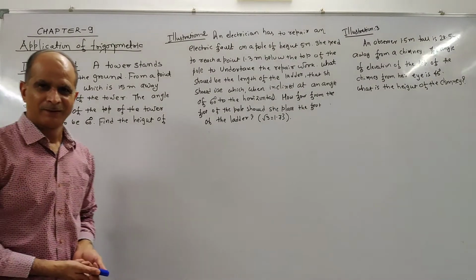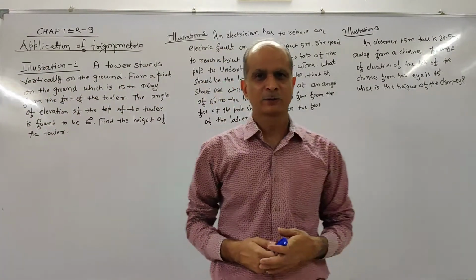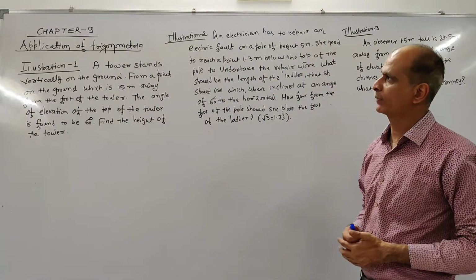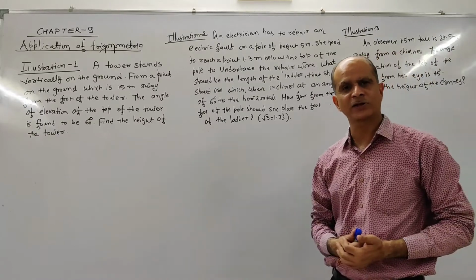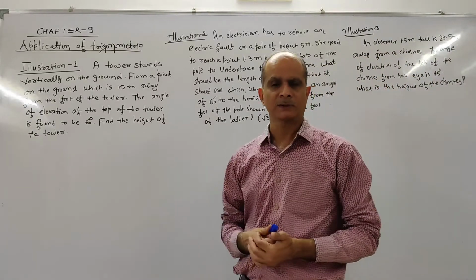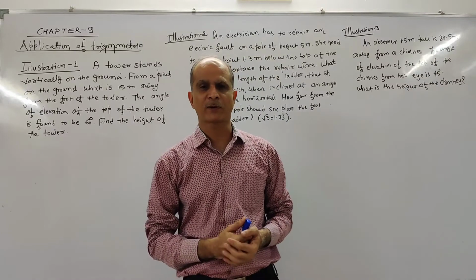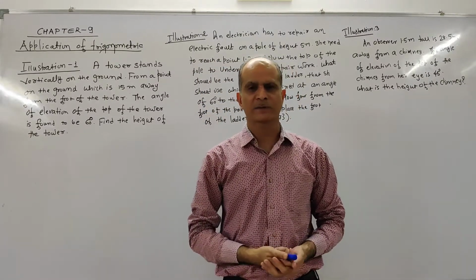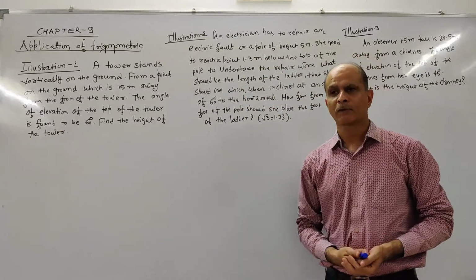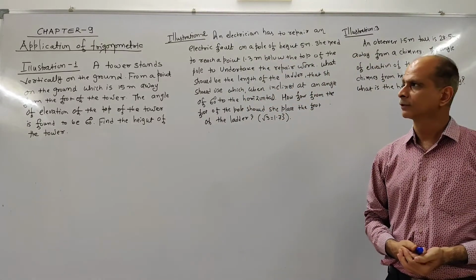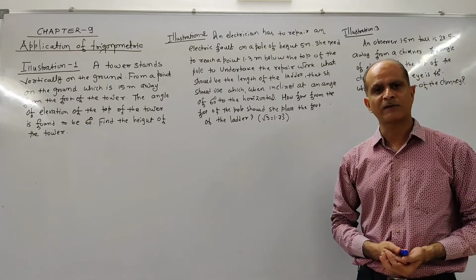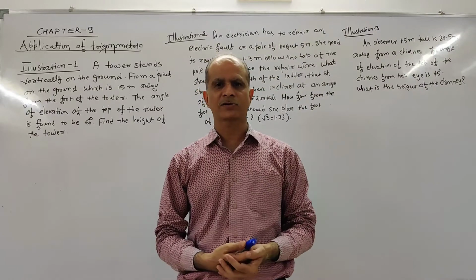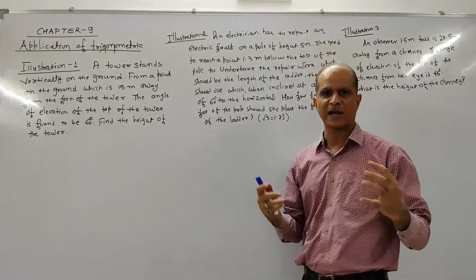Well, welcome back to the third lecture of Chapter 9, Application of Trigonometry. In the first lecture, we discussed two very important concepts of application of trigonometry, that is angle of elevation and angle of depression. When you observe in the upward direction, one has to use angle of elevation, and when an observer observes in the downward direction, one has to use angle of depression.